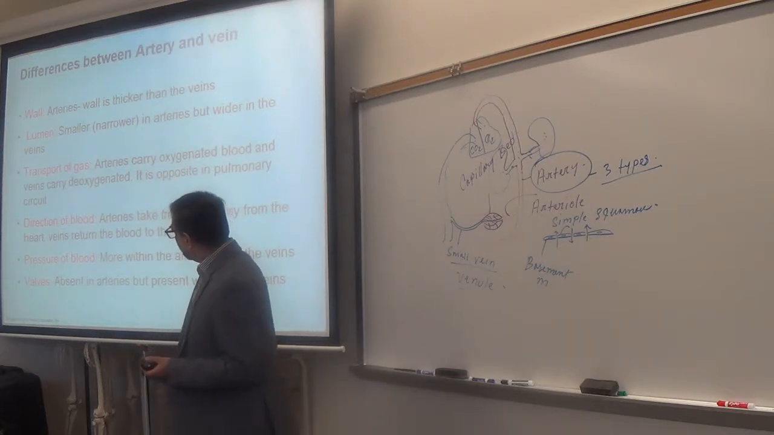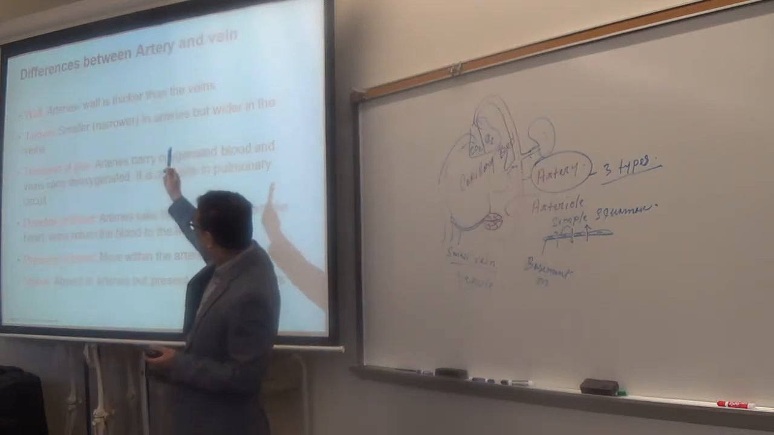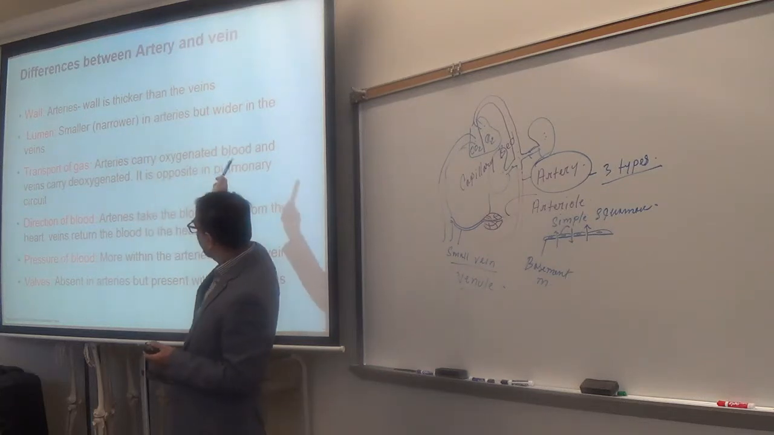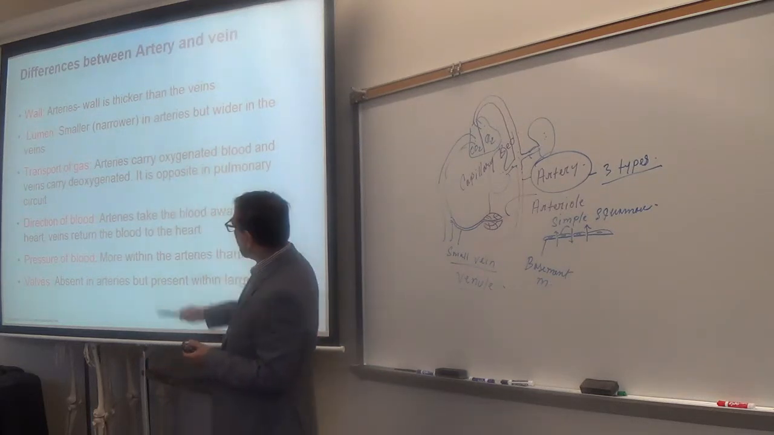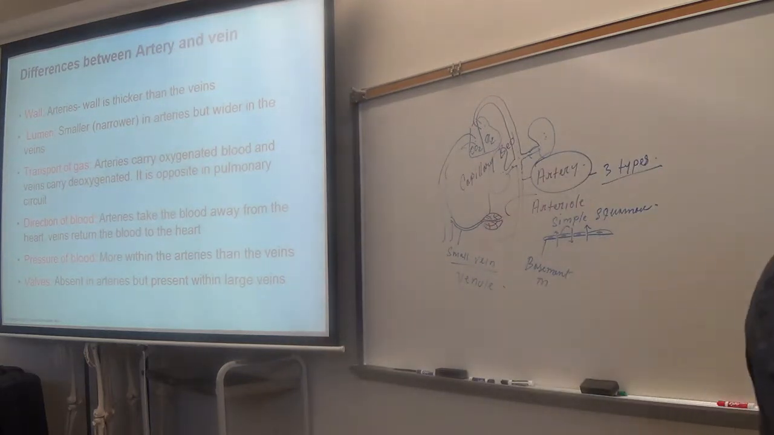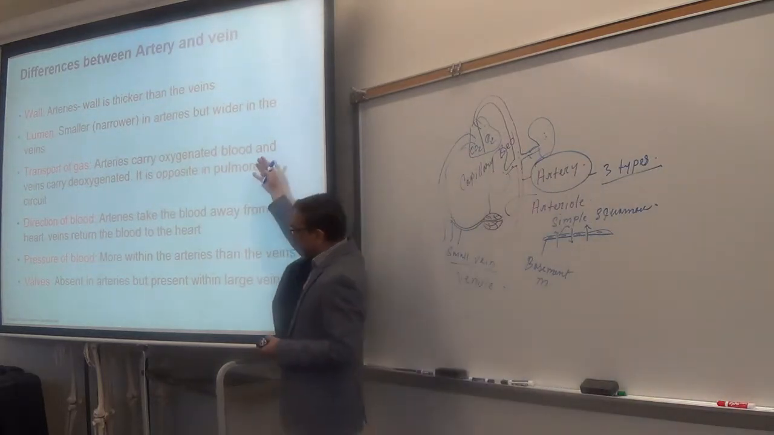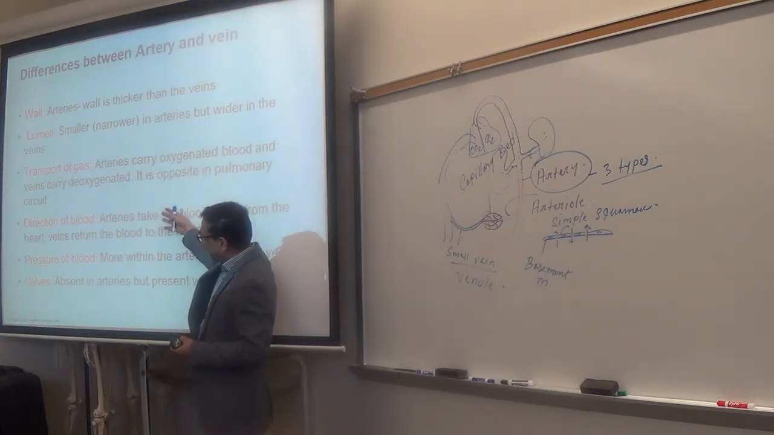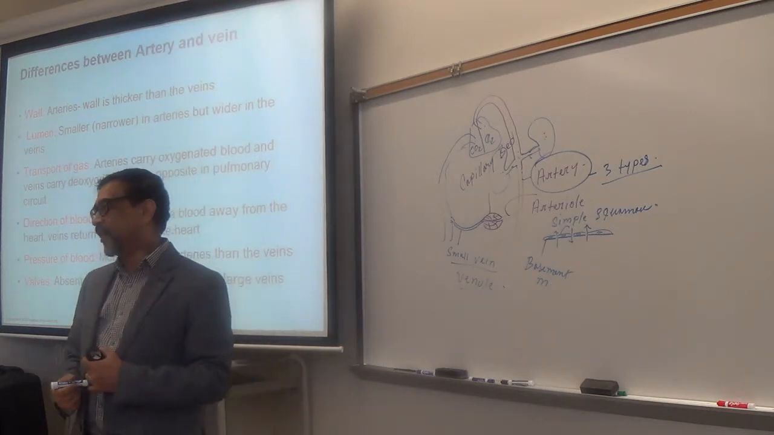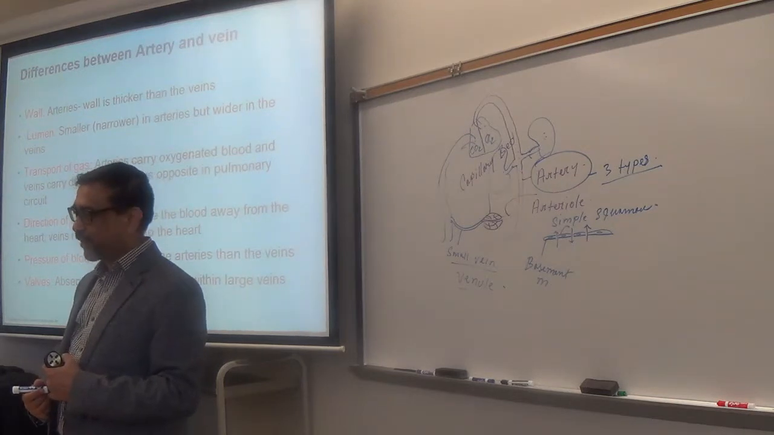Okay, so we have already talked about the wall of the artery being thicker than the wall of the vein. The lumen in the artery is smaller than the lumen in the vein. Transport of gas, we know in systemic circulation, arteries carry oxygenated and veins carry deoxygenated. In pulmonary, it is opposite. I have already mentioned that. Direction of blood flow, I have already mentioned. Pressure. Pressure of blood is high inside the artery than the vein. Why?